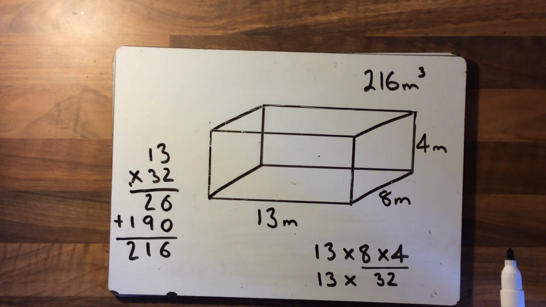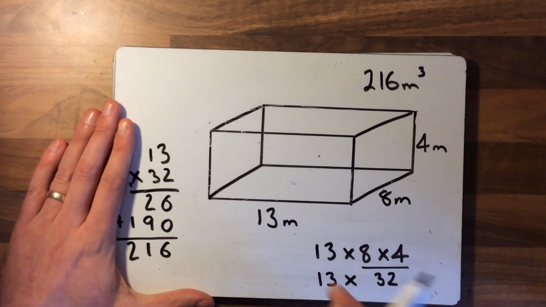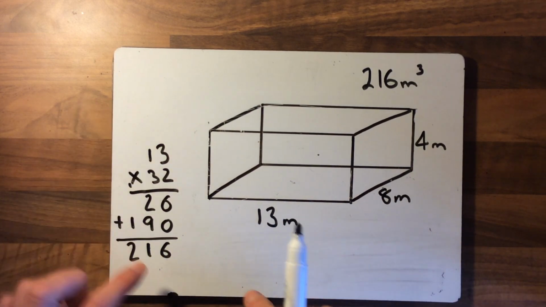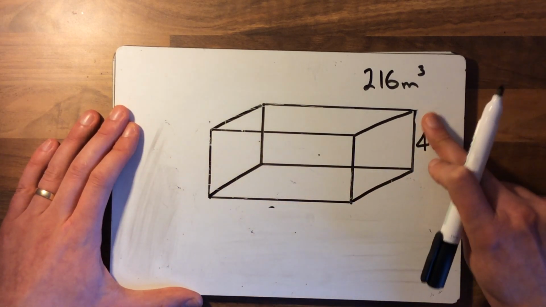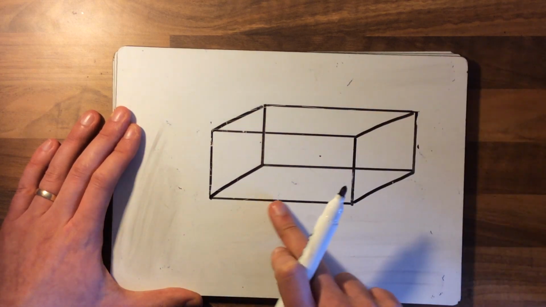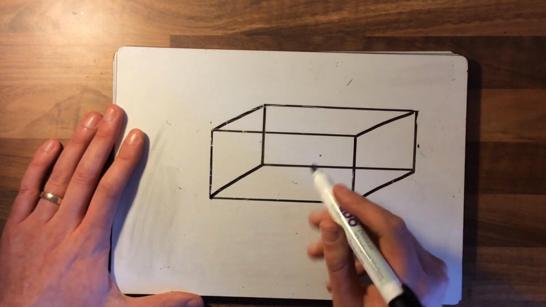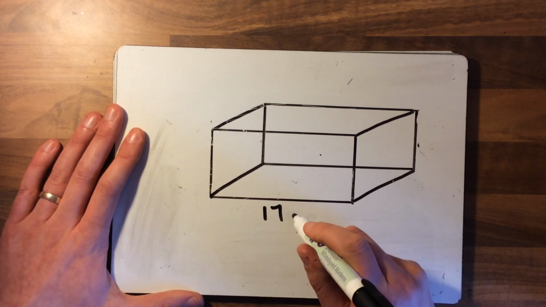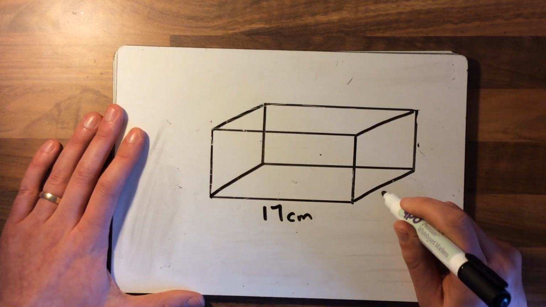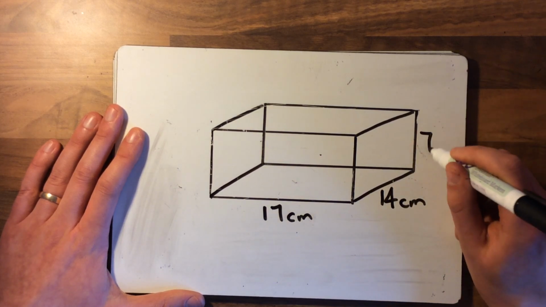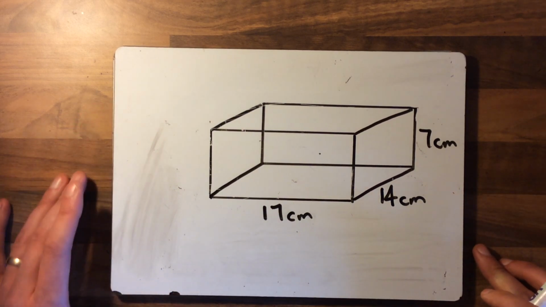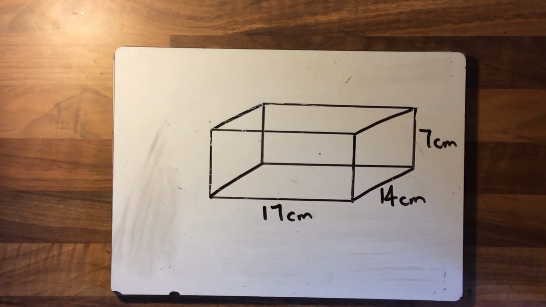So you can see the procedure is exactly the same as it was the last lesson. The numbers are just slightly larger, which means that you just have to do this extra step of multiplying them together. So let's have a go at one more before we end today. So let's make the numbers a little bit larger. Let's have 17 centimetres. Let's make this one 14 centimetres, and let's make this one 7 centimetres. Right, could you have a go at working out the volume of that one for me? You might need to do two lots of column multiplication for this.